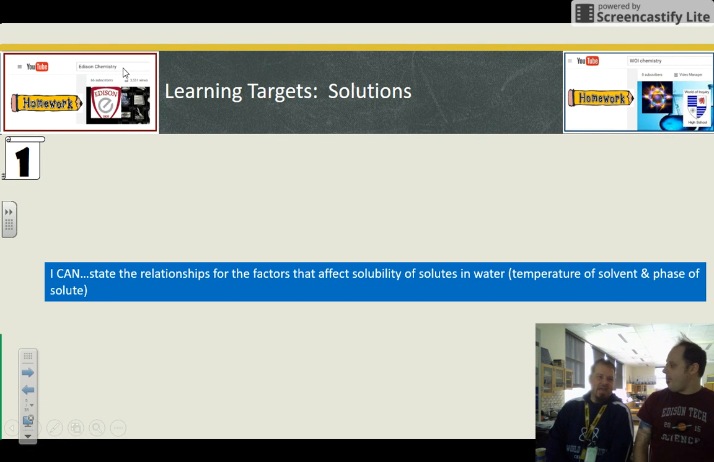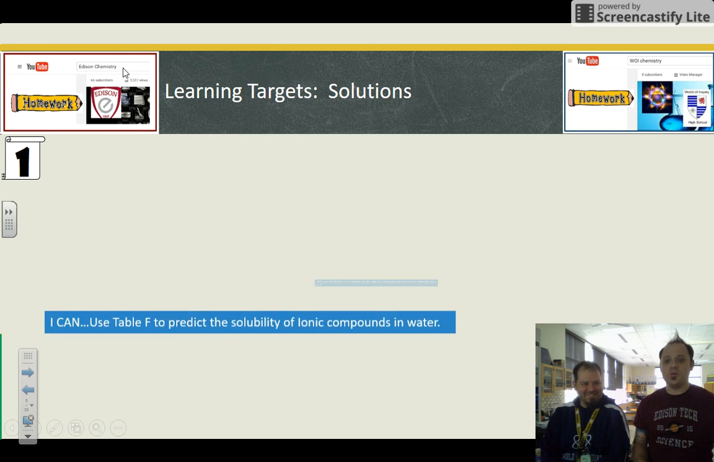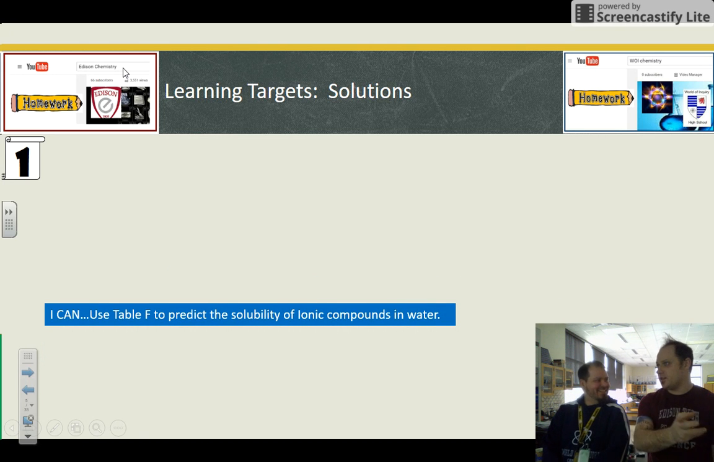Notice he did the "as" thing. He's talking about one thing changing and it affecting another. That's what we mean about relationships. Not just that there is a relationship between temperature and solubility. What is it? When we say we want a relationship, you say this does this and that does that.